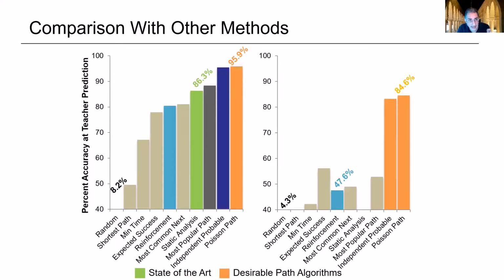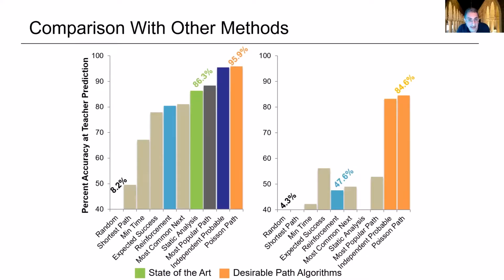So remember, we get a set of expert teachers to make suggestions as to how they would guide a student. And what we want is how well our algorithm matches the teachers. And so what we find, across a wide variety of methods that we looked at, is that the Poisson path method on the easy problem is matching teachers about 96% of the time, and on the hard problem about 85% of the time. So it does much better than many other algorithms, including state-of-the-art methods such as reinforcement learning.